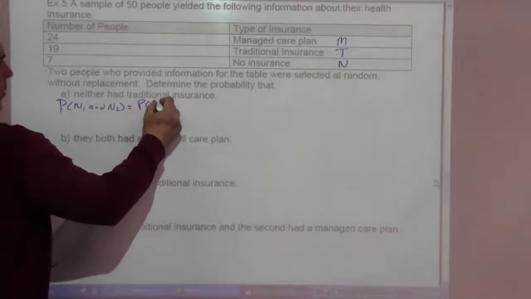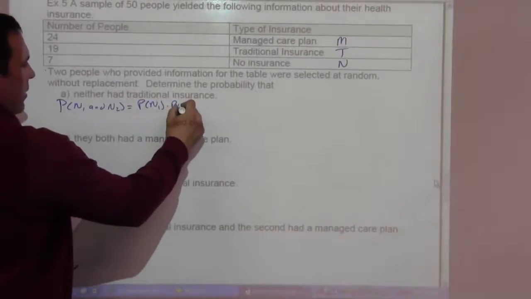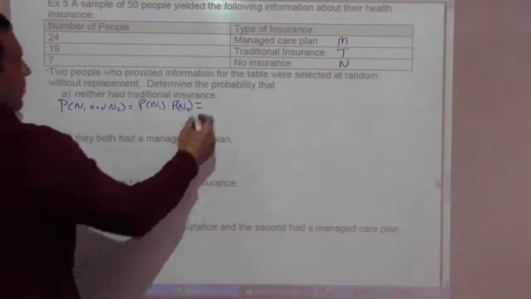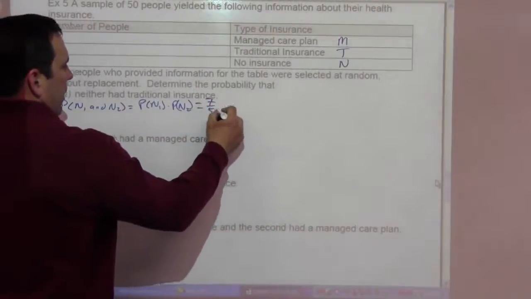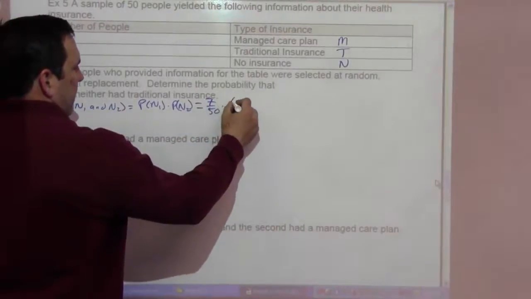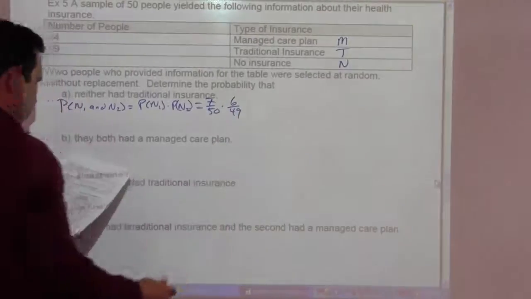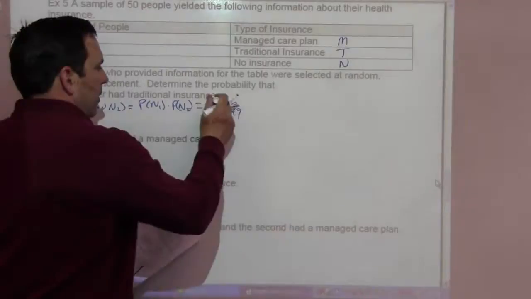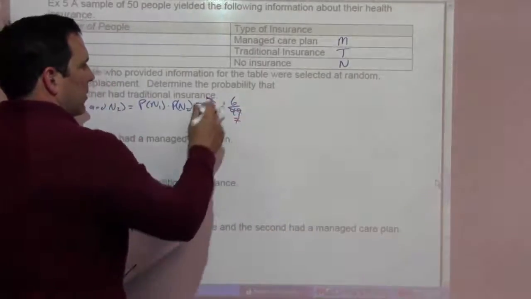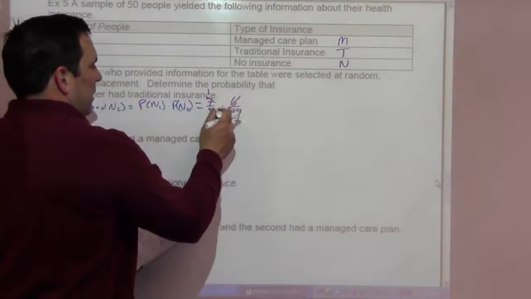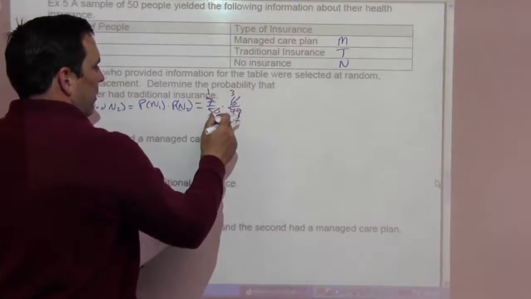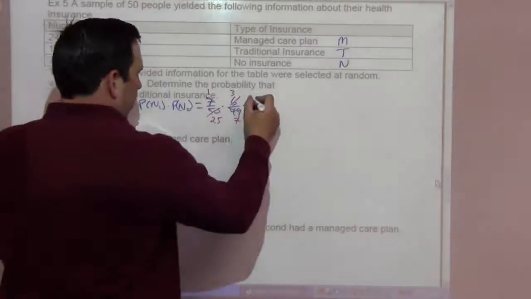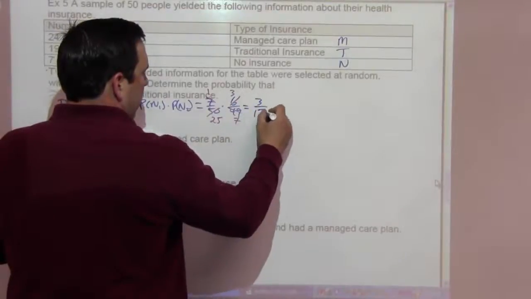That's going to be the probability of no, or N1, times the probability of N2. Probability of no for the first person is 7 out of 50, and for the second it would be 6 left out of 49. So the 7 and the 49 can cancel or reduce. The 6 and the 50, you could get a 3 there and get a 25 here. And we're looking at 3 over 175.